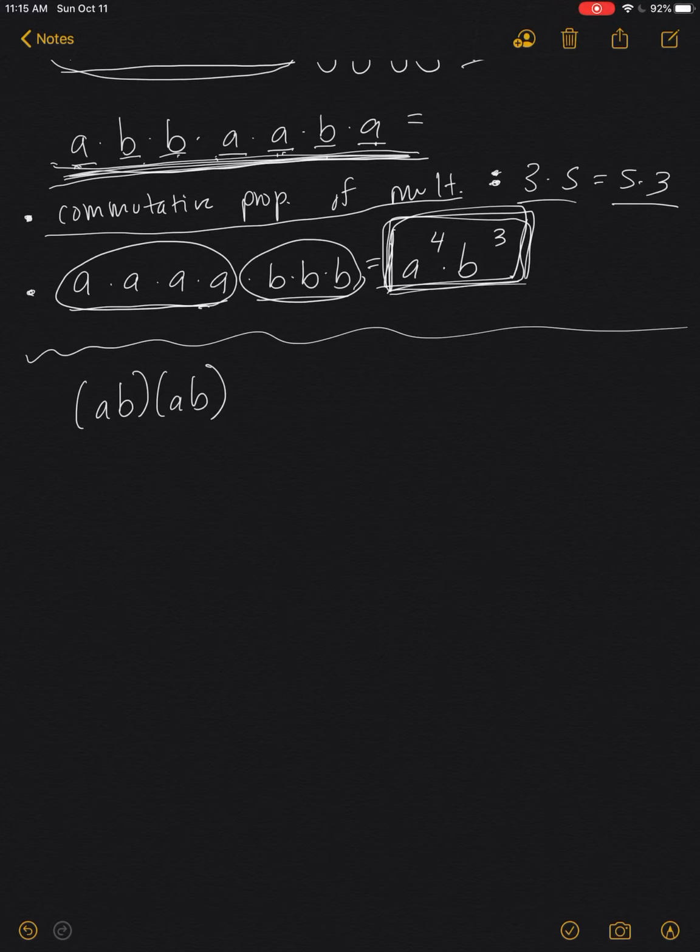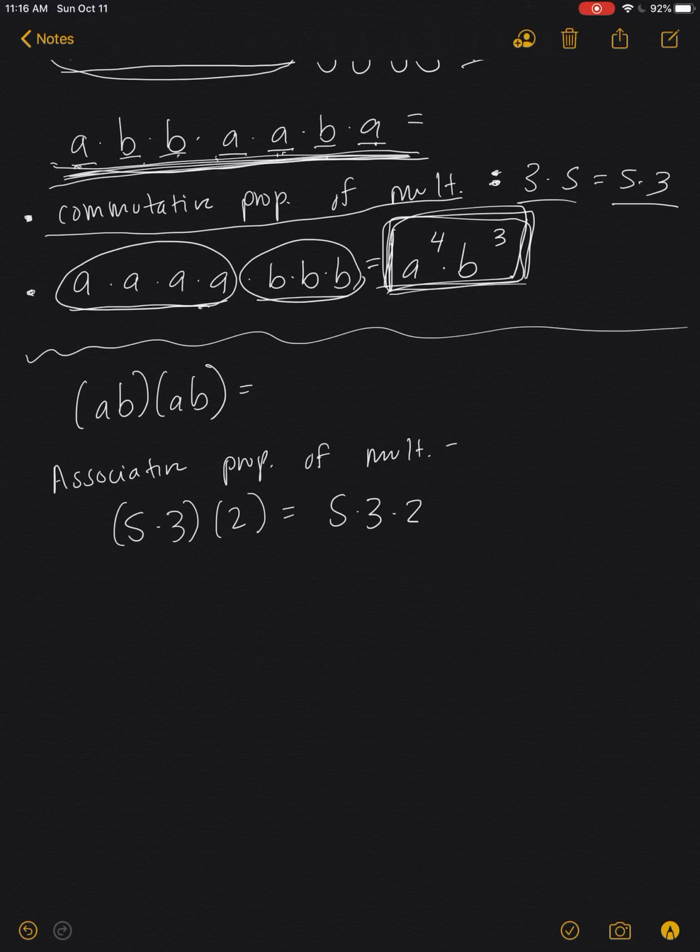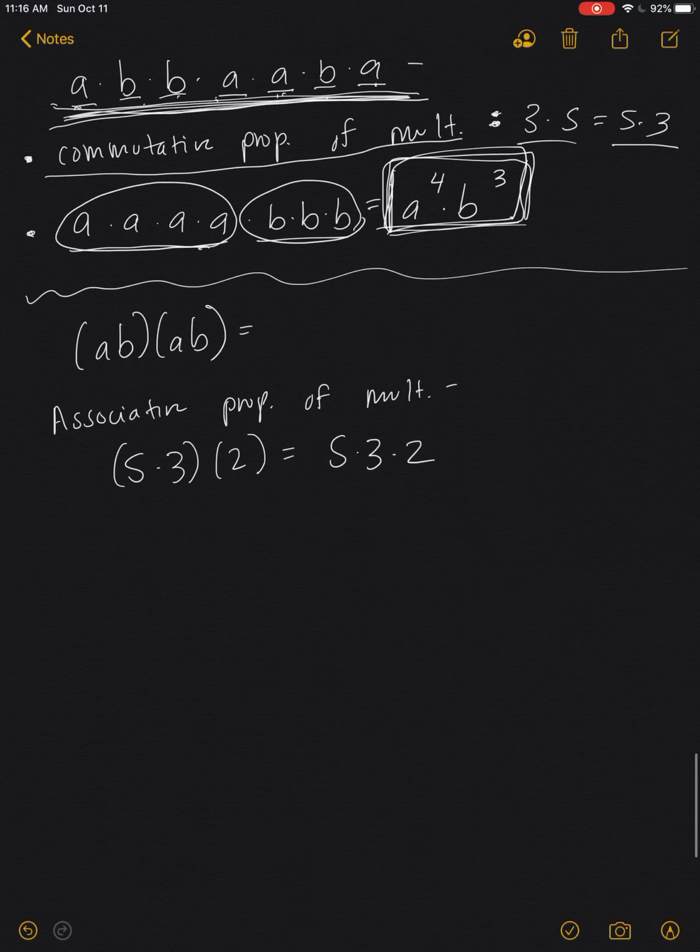So let's say you have (AB) times (AB), with each AB in parentheses. If you remember the associative property, that's when you can, in multiplication problems, take away the parentheses. So 5 times 3 times 2 is the same thing as 5 times (3 times 2).